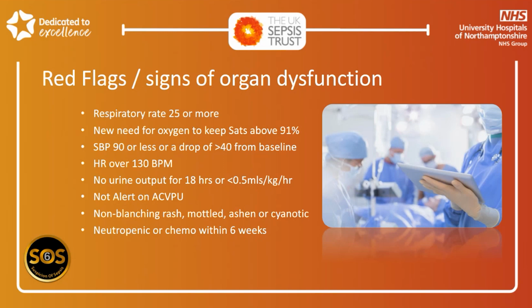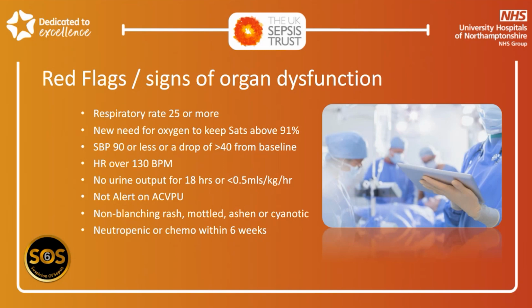No urine output for 18 hours, or less than 0.5 mL per kilo per hour for catheterized patients, is a sign of renal dysfunction, and anything other than alert on the ACVPU score is a sign of brain dysfunction. Other red flags that should raise concerns are non-blanching rashes, mottled skin, which will appear as a fine, bluish-red lace pattern on the patient's skin, ashen, where the patient will appear grey in colour, or cyanotic, where the patient will appear blue around the mouth and nose, or if it's central, or blue or cold peripheries.